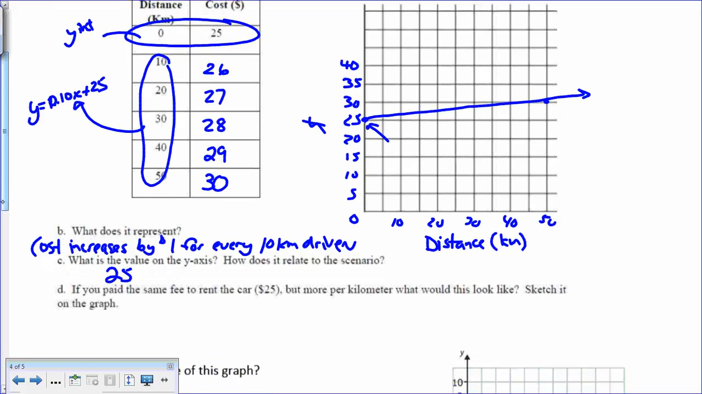So if we paid the same fee, but more per kilometer, what would this line look like? I'm going to draw it in green, but this line would get steeper. Depending on the increase, it could look like this. And obviously the higher it goes, that line would get steeper and steeper. So as the slope increases, the steepness of the line increases. As the slope decreases, the steepness of the line decreases and actually can go negative. So that's how the slope works for a visual on the graph.